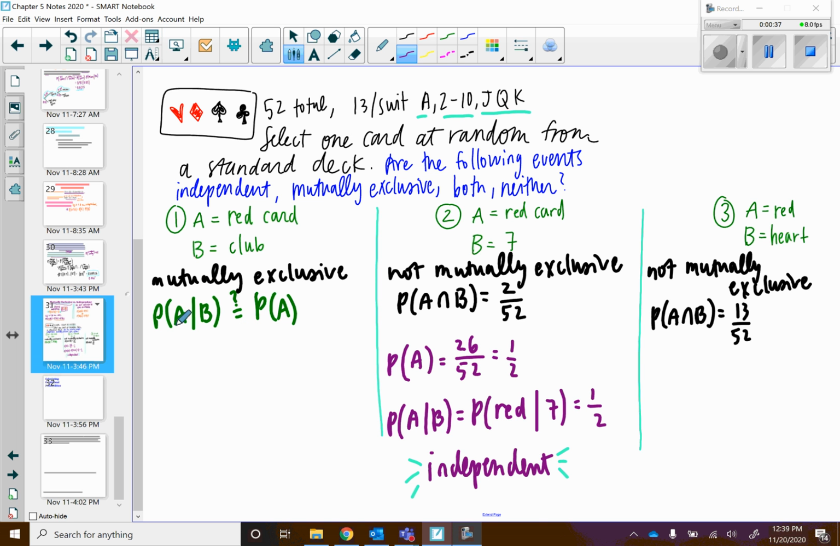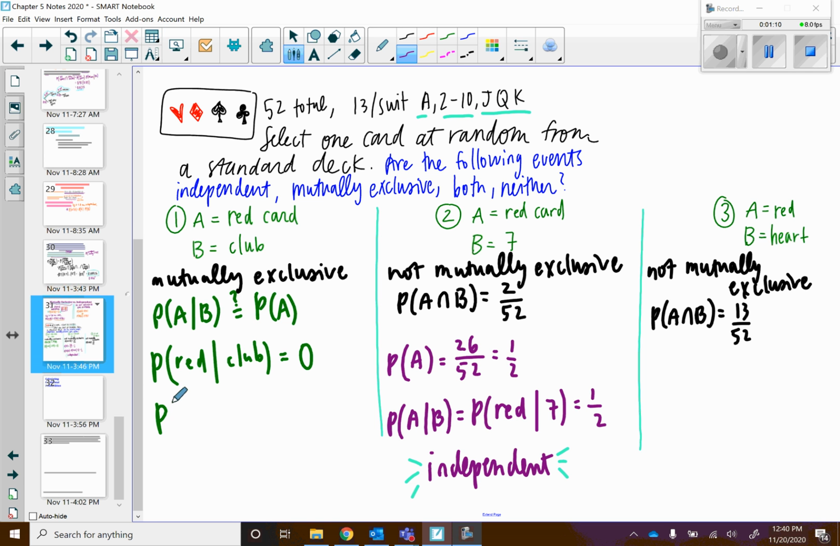So if I'm considering the probability of A given B, that's the probability that I select a red card given the fact that I know the card is a club. Well, if I know that the card is a club, I know it is a card that is black. I know it is not a red card. So the probability that it is red, given that I know it's a club, is 0. There's no chance of it being a red card if I know it's a club.